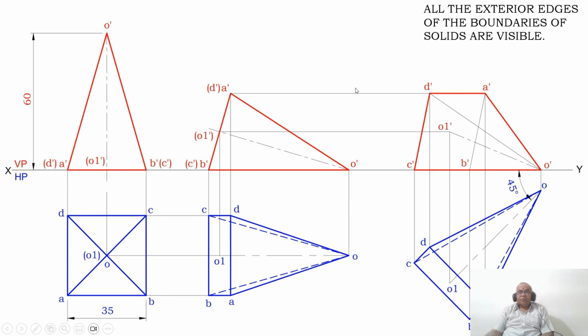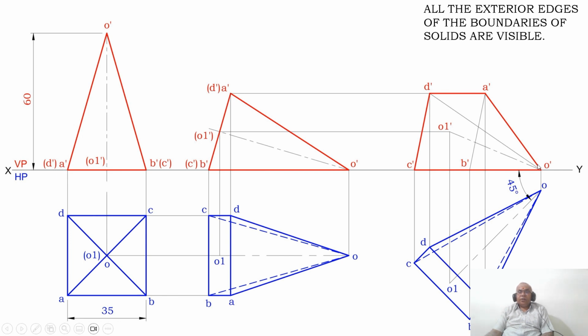Similarly, draw a horizontal projector from both A dash and D dash to the third position front view, and draw a vertical projector from A and D. Both these two lines will intersect at these corresponding points, and you mark those points as A dash and D dash, and you have O dash.